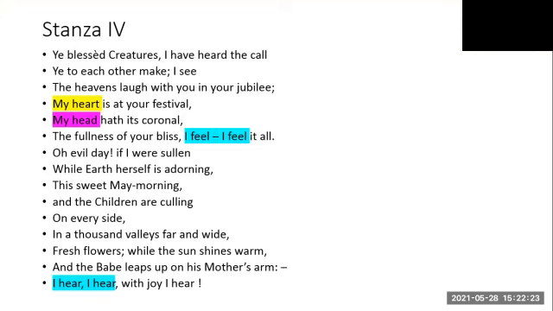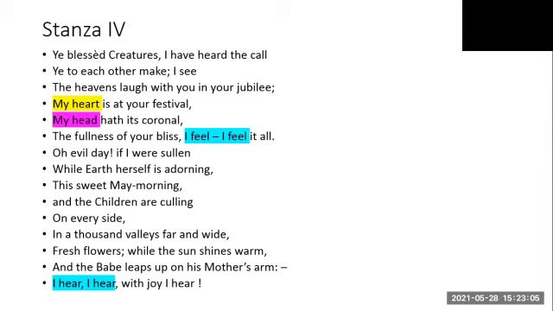Stanza 4 and our last stanza, but not the last stanza of the poem. Ye blessed creatures, ye here is an old form of you. You blessed creatures, I have heard the call you to each other make. I see the heavens laugh with you in your jubilee, in your happiness. Heavens is laughing with all natural creatures.